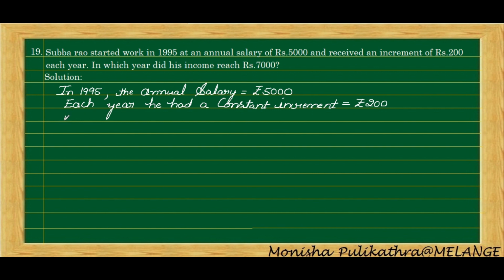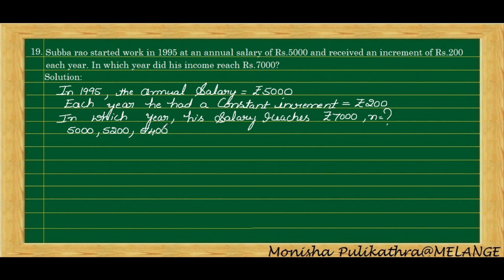Okay, we need to find out in which year, meaning n, his salary reaches rupees 7,000. Starting salary in 1995 was 5,000. After that it increased by 200, that is 5,200. In the next year again there will be an increment of 200, it will become 5,400. So we need to find out in which year his salary becomes 7,000.